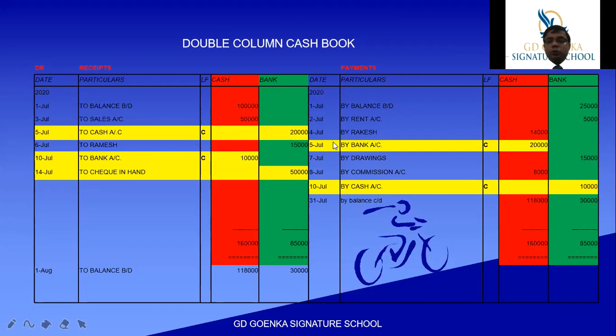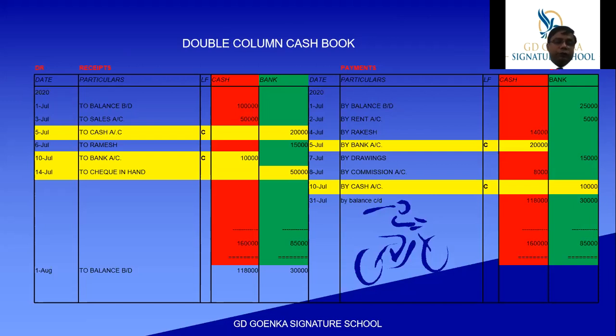Now coming to these two transactions, the July 5 and July 10 transactions, which are contra entries, you can see in the LF column, I had written C representing that these are contra entries. And the importance was already discussed, that these are not going to be posted into the ledger. Remember that contra entries are not posted to the ledger because both the aspects had already been recorded in the cash book itself.